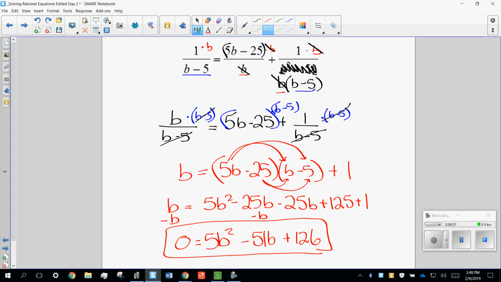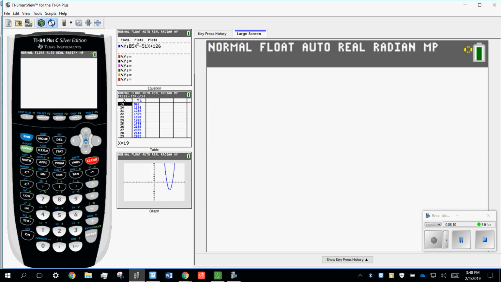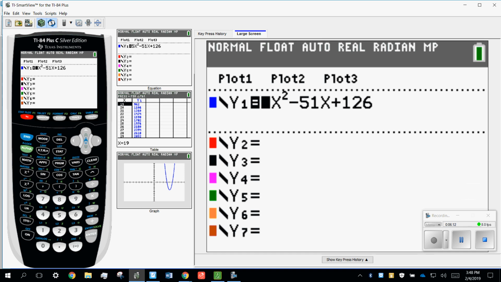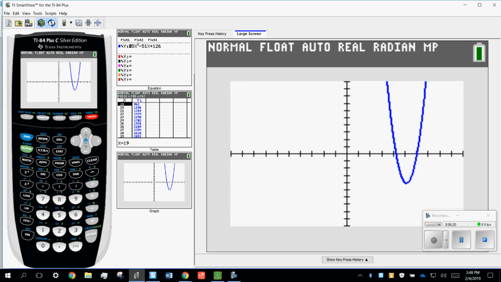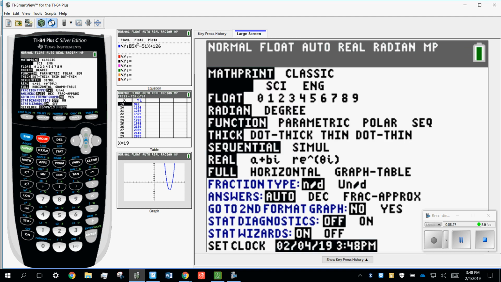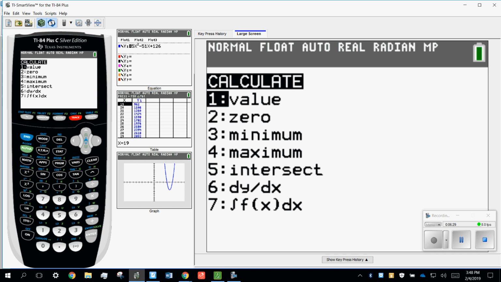5b squared minus 51b. Look at that, I already have it: 5x squared minus 51x plus 126. So you graph it, and there's your two answers. Do you know how to find zeros? Isn't it second math, there's second trace, and then it's 2?